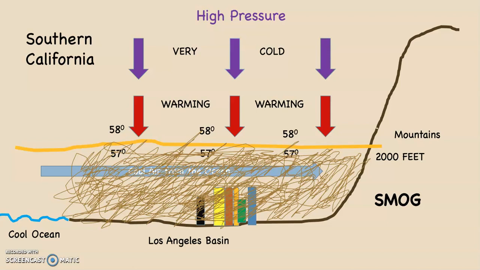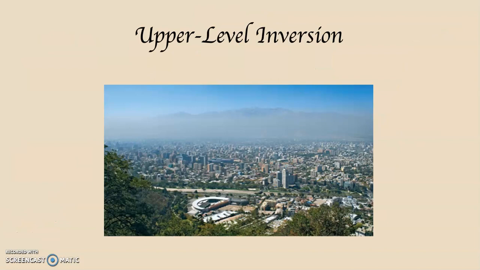Furthermore, because the air blows in off the ocean, the smog won't blow out to the ocean. Additionally, because the mountains are relatively high, the air can't get over the top of the mountains. The result is Southern California disappears into smog. Here's Southern California. If you look carefully, you can see the smog. That is where the inversion layer is at.